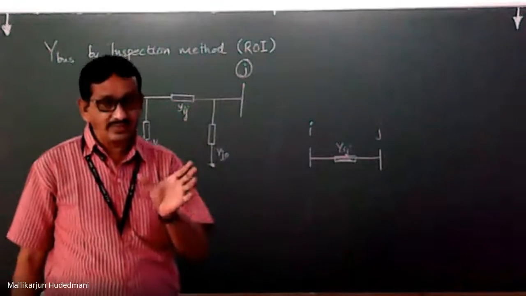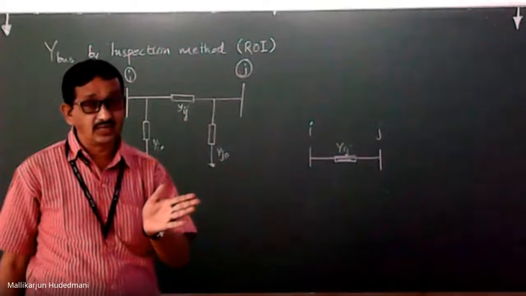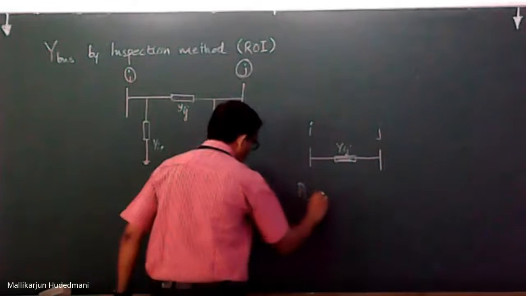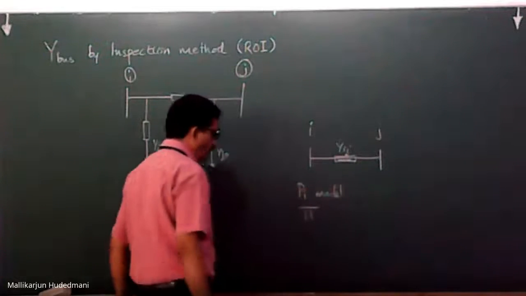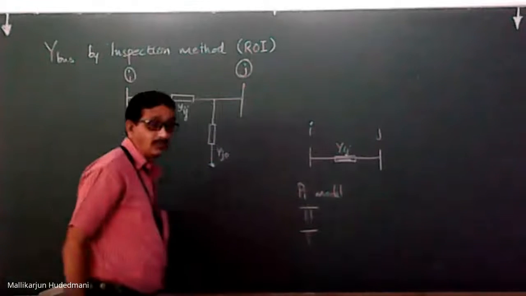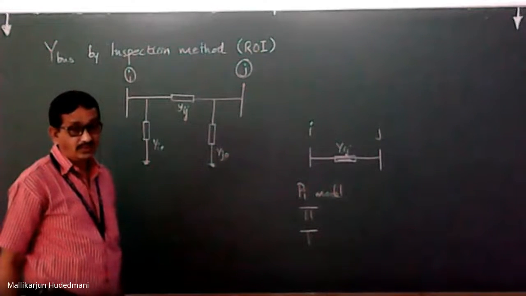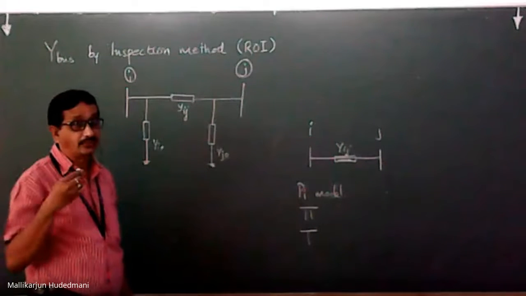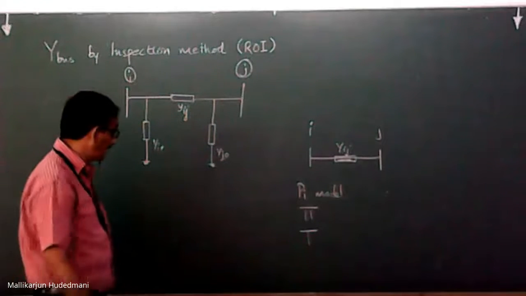The transmission element connected between bus I and J is represented as a pi model. This is also known as the pi model. It can be a T model. If it is a very short line, we write it as a lumped model. If it is a very long transmission line, it is modeled as a distributed parameter model. So I am trying to revisit your understanding.